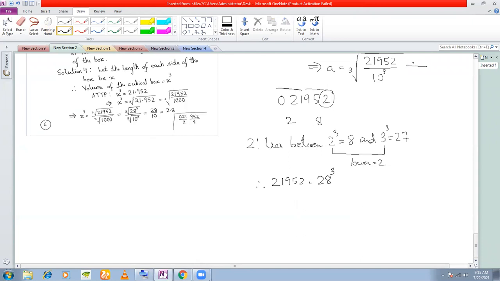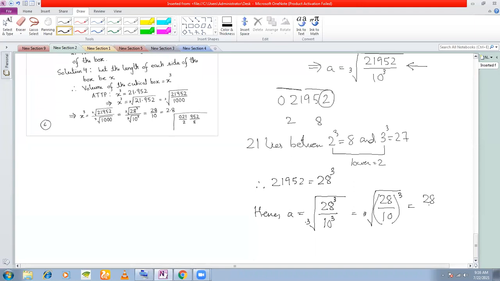So now coming back to this, what have we got? Hence, a is equal to the cube root of 21952, which is 28 cube. So we write 28 cube, and below we have 10 cube. So we can write this as the cube root of 28 by 10 whole cube, which is equal to 28 by 10.